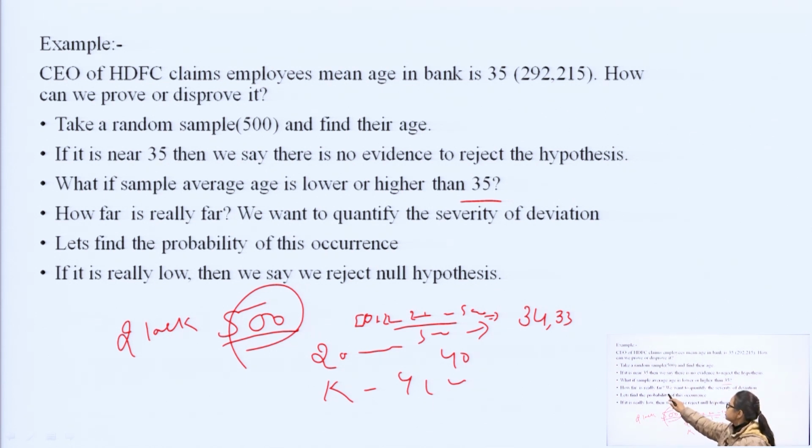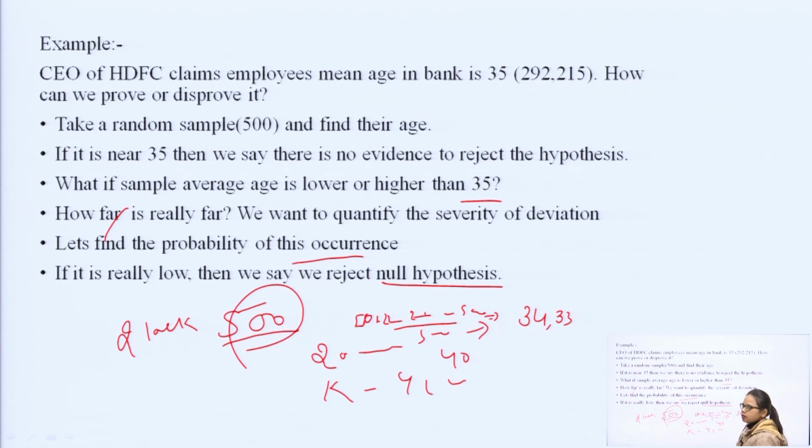So, how far is really far? How do we know whether it is really correct or not? We want to quantify the severity of the deviation. So, we have to take the probability of this occurrence. If it is really low, then we say we reject the null hypothesis. We will read about the null hypothesis in the next PPT.